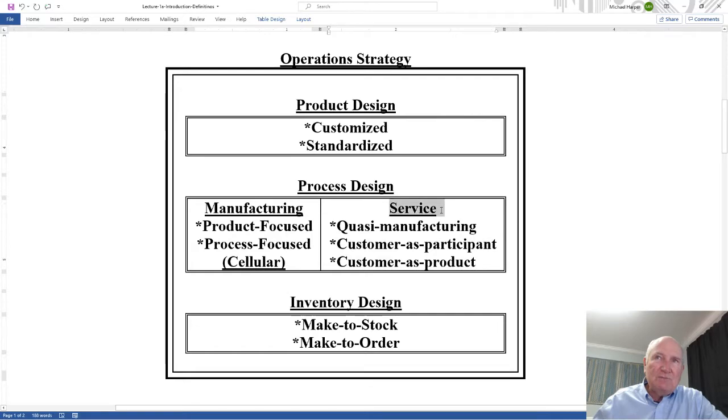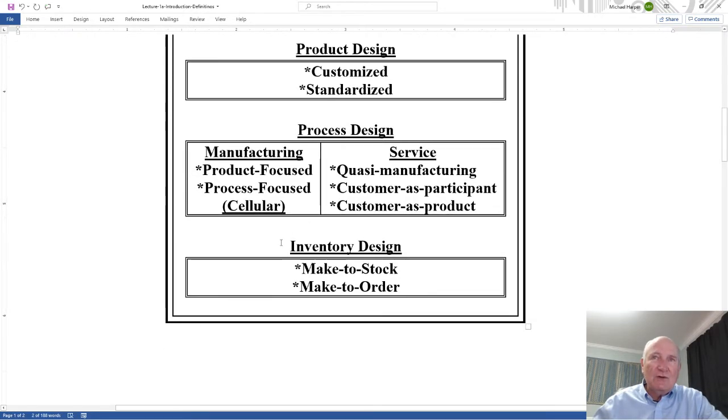When the customer is part of the operations, then in the actual process design in services, you have a lot of skills that you have to think about and design. And the way you do that is called the service process design decision within an operation strategy.